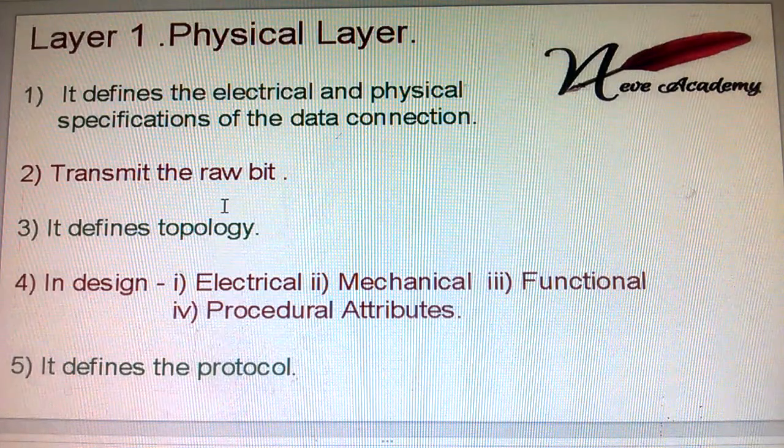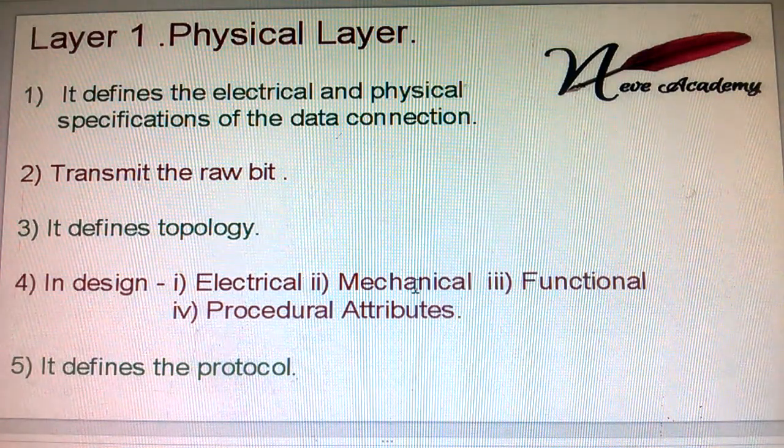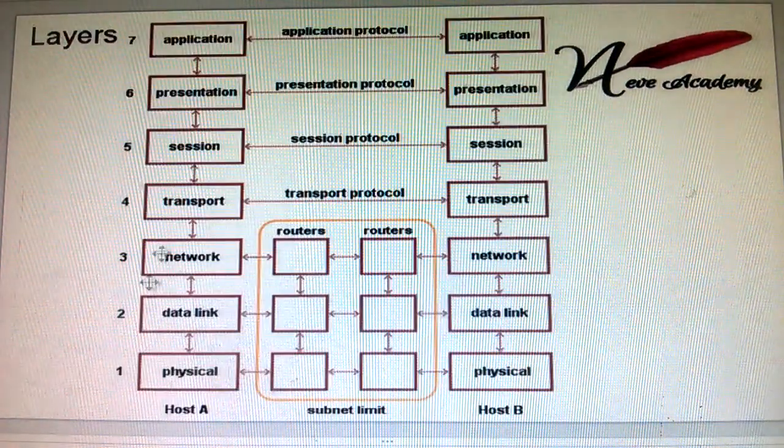It always defines the electrical and physical specifications of all data connections. For designing the physical layer, you should consider some attributes. Electrical attributes: what amount of current and voltage you require. Mechanical attributes: how many relays you require. Functional attributes: how the functional working is going on. And procedure: how the procedure is going on. It defines the protocol of the complete system. Remember this: the physical layer defines the protocol of the complete system.